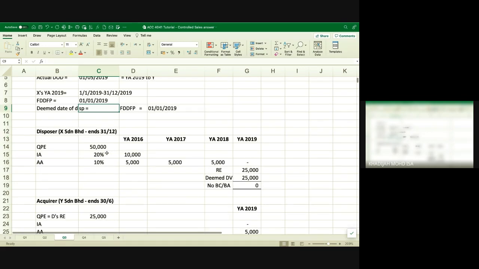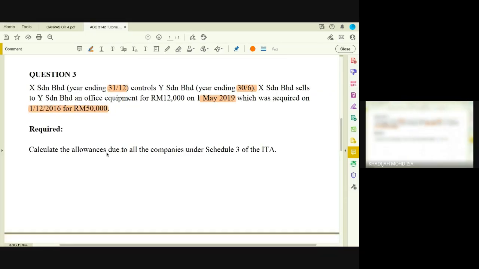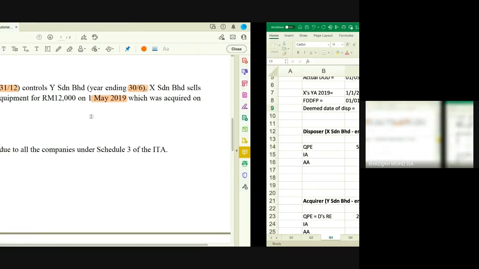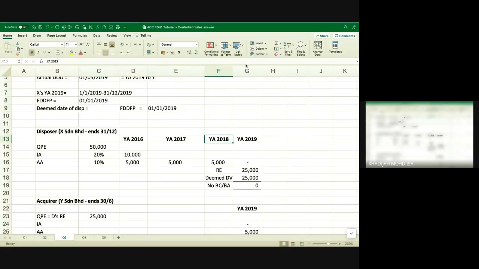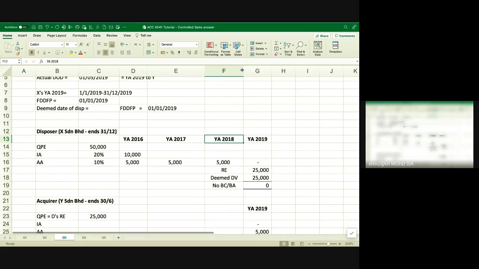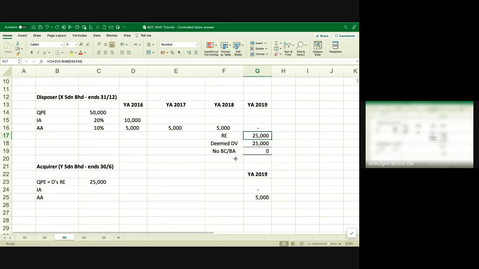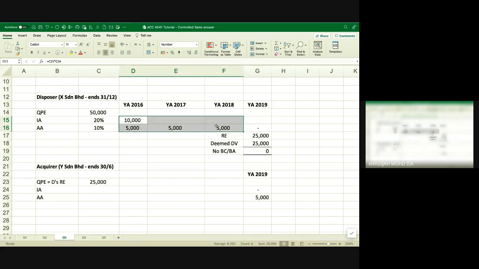Okay, let's look at this. All right, so disposal, we have 2016, 2017, 2018. But you only claim that 50,000 up to 2018. So then you compute your RE, your deemed BV, and no BA and BC. So in this case, because you claim 20% and 10%, 50,000. Why is RE 25? Okay. No BA and no BC because it's a deemed disposal, it's a control transfer, right?